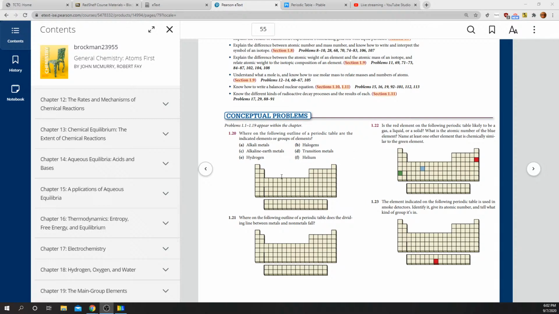Okay, so this is the problem we're looking at right here. This is a very popular sort of question, because it works really well with a multiple choice format. They'll take a periodic table, they might label it A, B, C, D, E, F, and then ask you where you'll find this sort of thing. So, problem 20. Indicate on the periodic table where you find the element or group of elements.